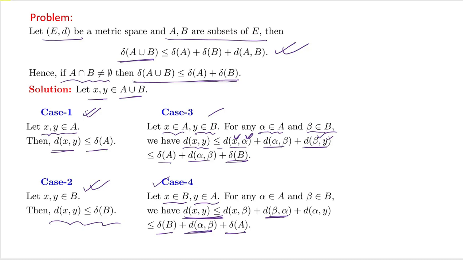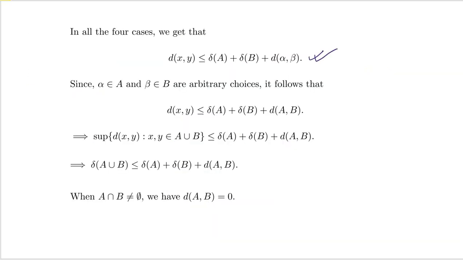But observe that in all the cases, you can find this inequality that d(x,y) is less than or equal to delta A plus delta B plus d(alpha,beta). This is true for all the cases, and since alpha in A and beta in B are arbitrary choices, it means it is valid for any alpha, beta. We can replace d(alpha,beta) by d(A,B). So d(x,y) is less than or equal to delta A plus delta B plus d(A,B), and therefore the right hand side becomes an upper bound for d(x,y).